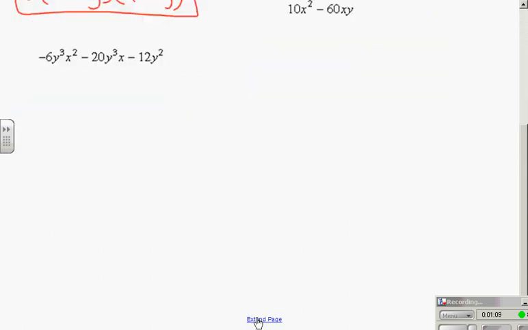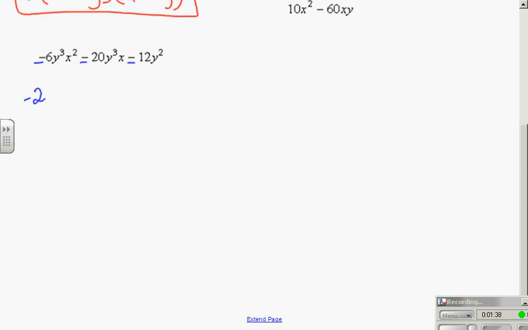Now, when I look at this example down here, it looks very scary because there's y's and there's x's and there's negatives. And when I look at it, I see common factors. I see a negative as a common factor. The only time I really take a negative out is when the first term is negative. But 6, 20, and 12 all have a common factor of 2. I'm going to take a negative 2 out of each of the coefficients. I'm going to check my variables too.